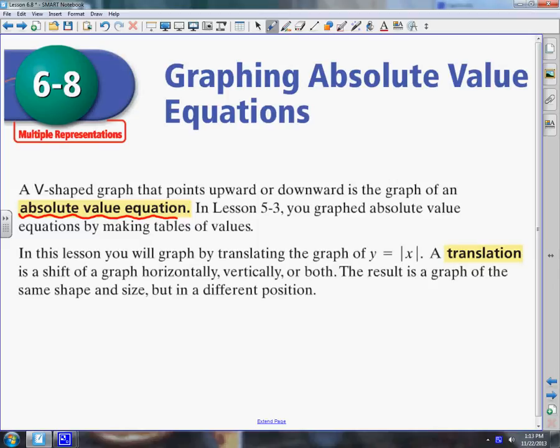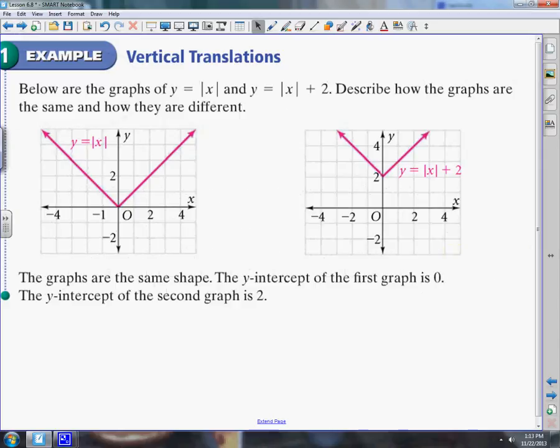A translation, another key word, is a shift of a graph horizontally, vertically, or both. The result is a graph of the same shape and size, but in a different spot. So we're going to be doing some translations.